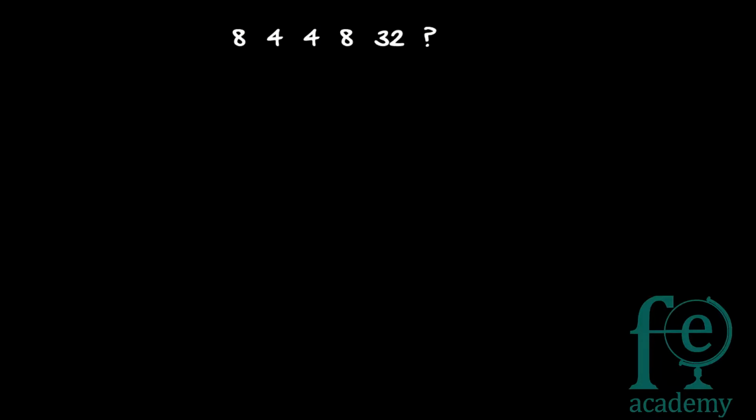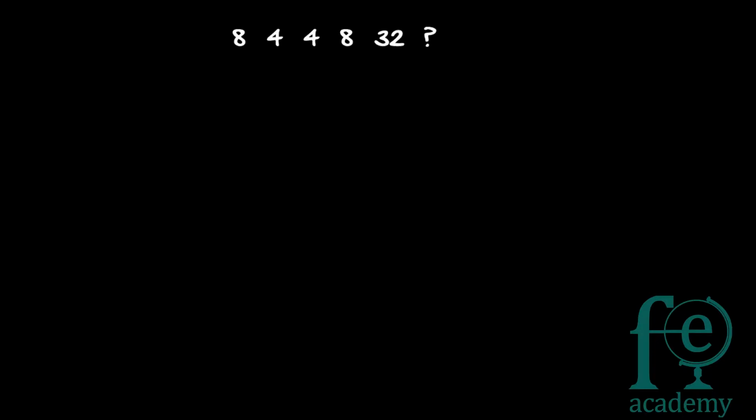The second question: you have to find out the missing number. The series is 8, 4, 4, again 8, then 32. You have to find out the missing number. Here also you can see all these are powers of 2. 8, 4, then again 4, then 8, then 32, likewise it is going on.